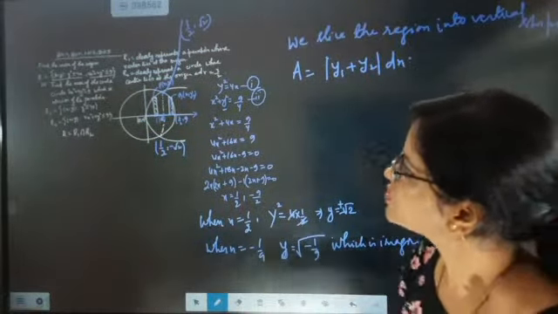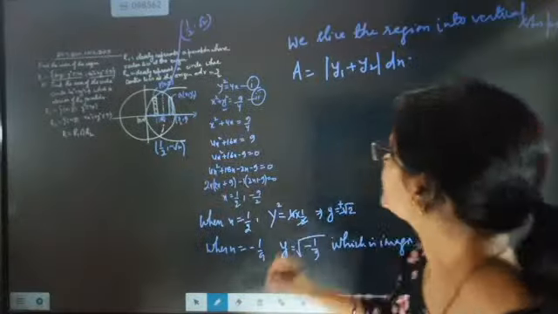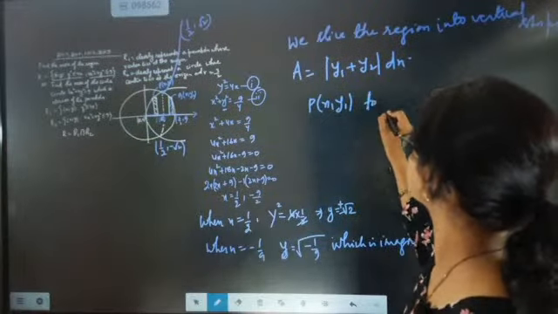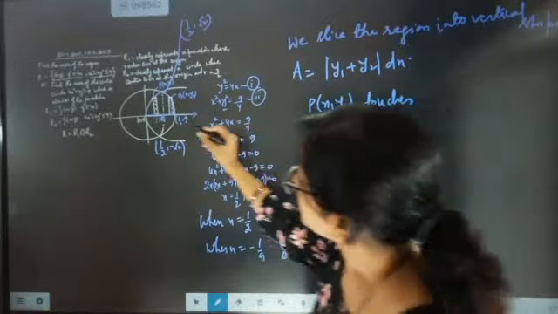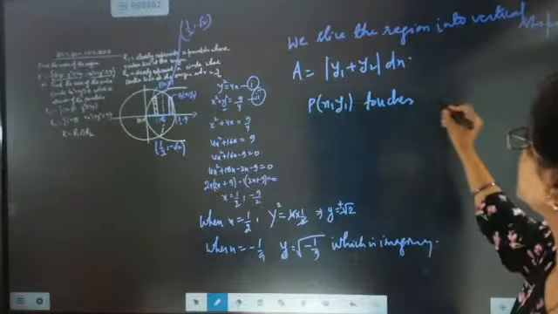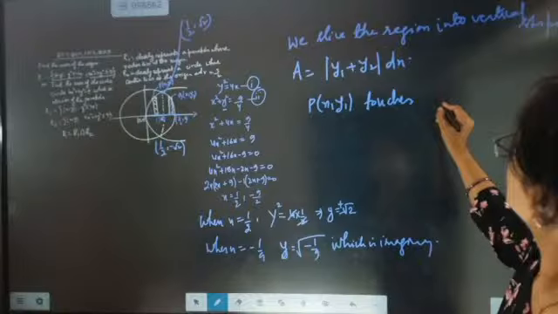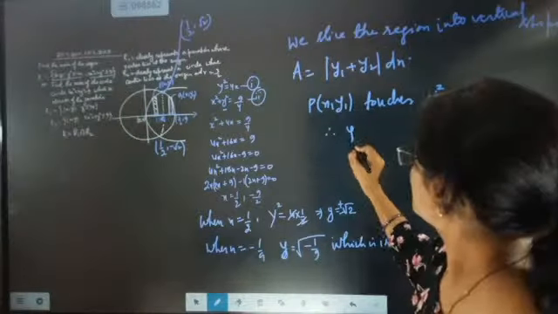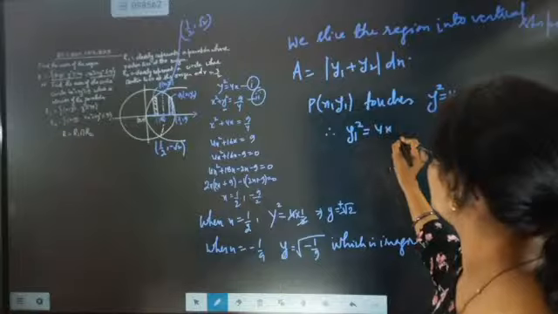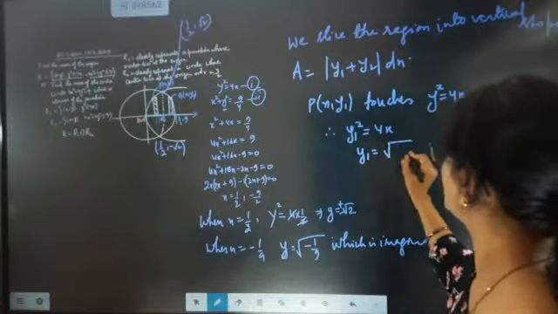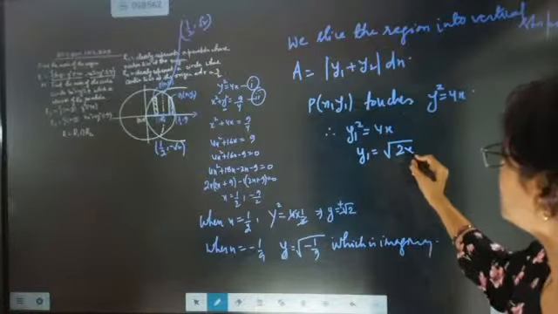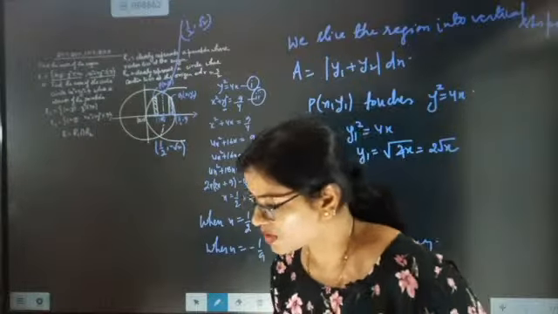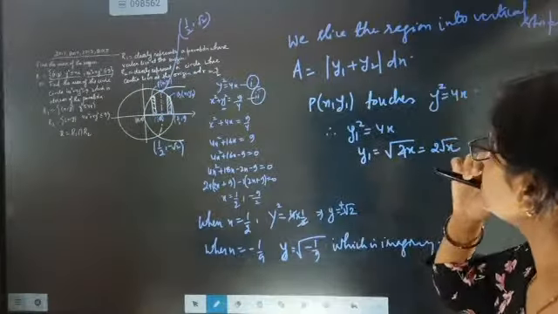Now which one is considering y1? P x y1 is touching the parabola y square equal to 4x. Therefore y1 square will be equal to 4x, so y1 will be equal to root 4x, that is 2 root x. One part came. Now we have to do the region division.